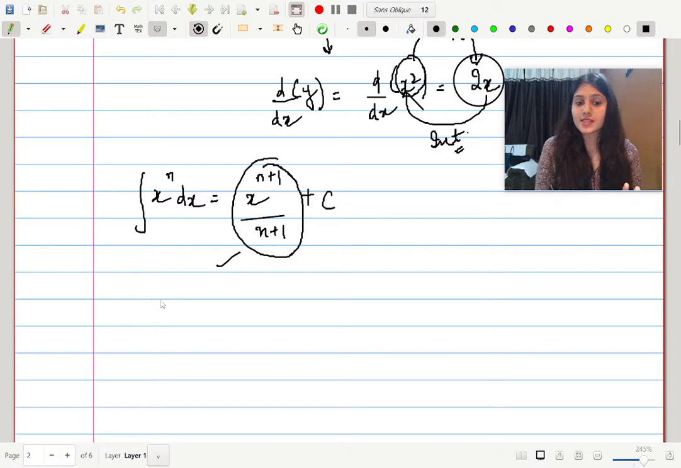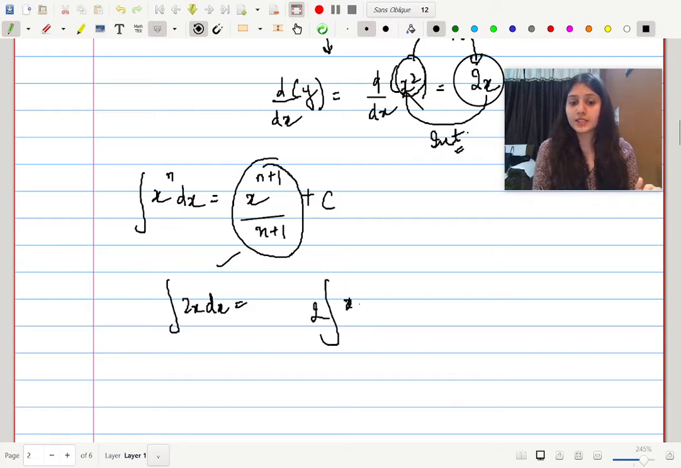Okay, so as I said, 2x ka integration should be x square. Now let's see whether it is. So if it's integration of 2x dx, of course 2 is a constant, it will come outside, so it will be x dx. What will it become? 2 into x ki power 1 plus 1, which is 2, divided by 1 plus 1, which is 2. It cancels and this becomes x square plus c.